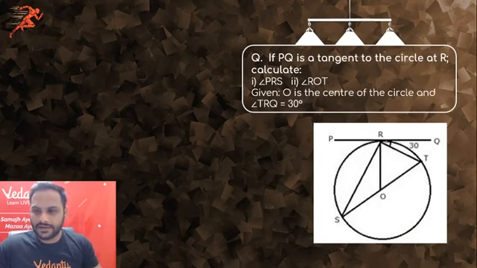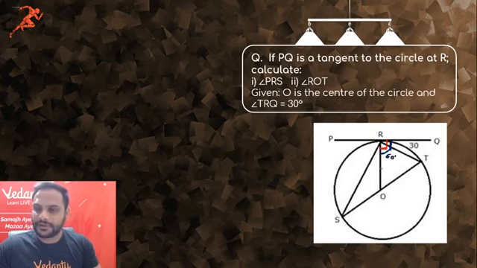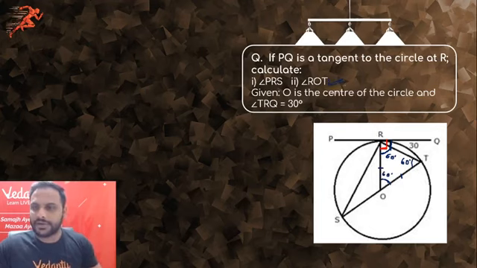Now, see clearly, I know that the radius at the point of contact is perpendicular to the tangent. So angle ORQ will be 90 degrees. Alright, if angle ORQ is 90 degrees, and this portion is 30 degrees, the remaining portion from here to here will be equal to 60 degrees. As simple as that. And then I know OR and OT are equal. So in triangle ORT, if this is 60 degrees, this is also 60 degrees. So if two angles are 60 degrees, by angle sum property, this angle will also be equal to 60 degrees. So we have got the value of angle ROT as 60 degrees.